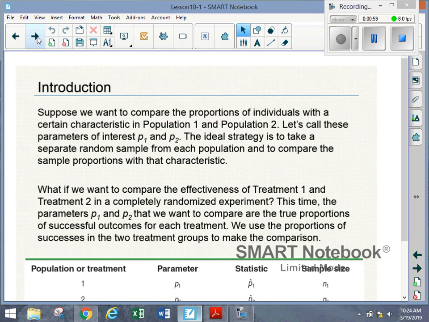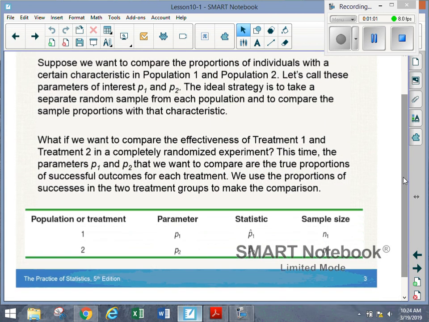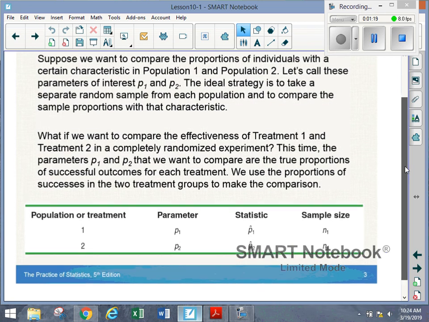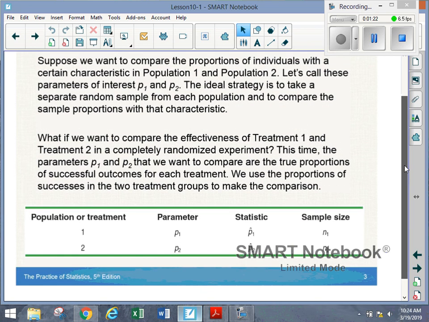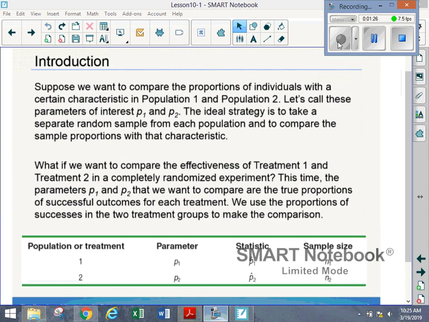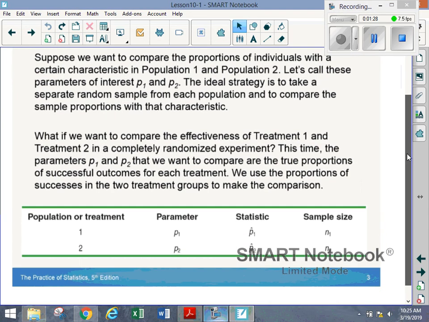So if we had two populations, population 1, population 2, and there's some characteristic of interest, right? In this case, it's going to be a proportion. I think what we wind up looking at is the proportion of students that do their homework throughout this. So we're going to compare them.